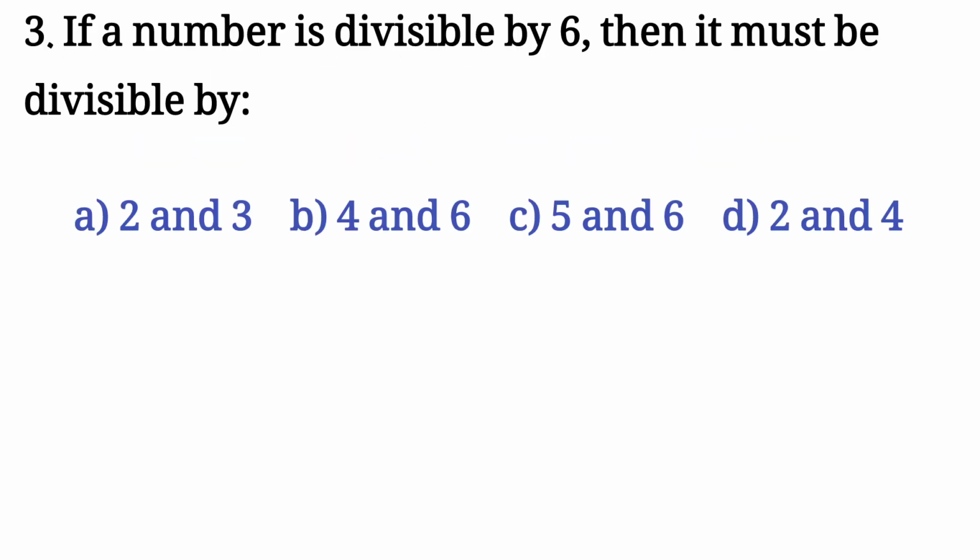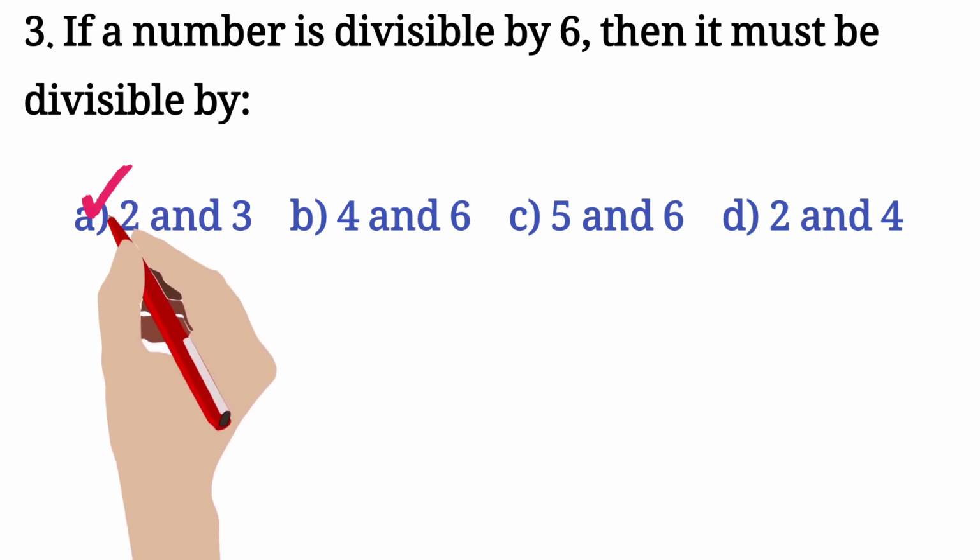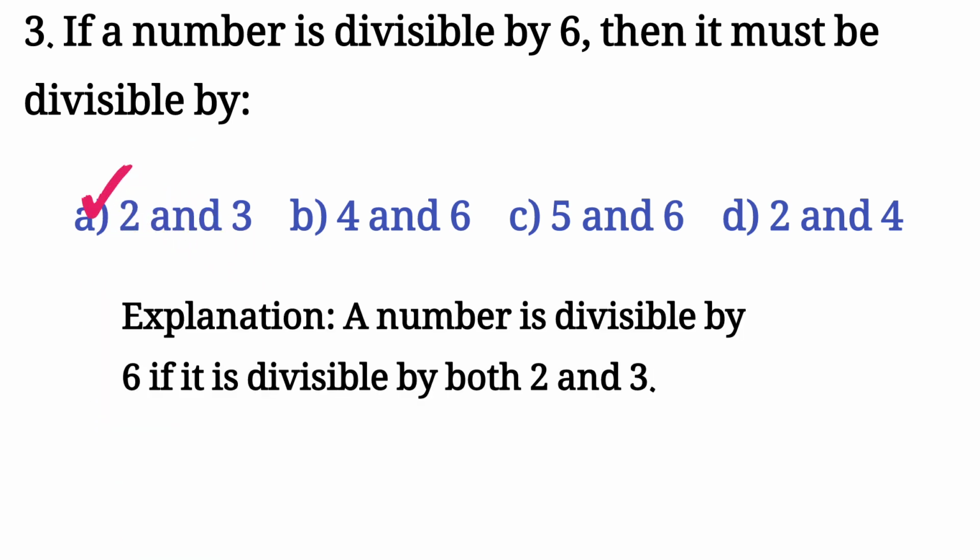Question number 3. If a number is divisible by 6, then it must be divisible by 2 and 3. The correct option is option A. A number is divisible by 6 if it is divisible by both 2 and 3.